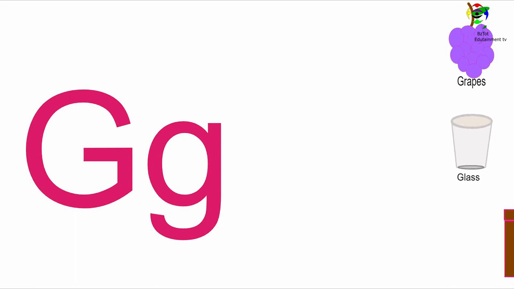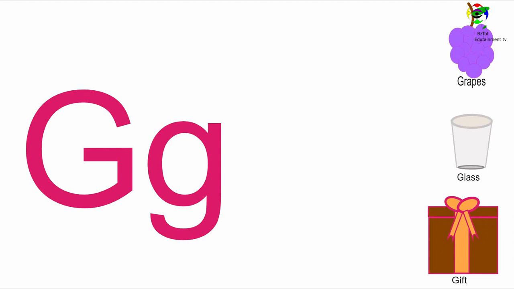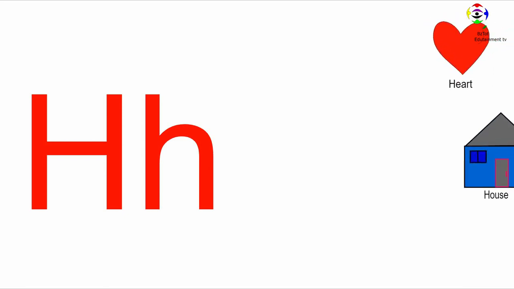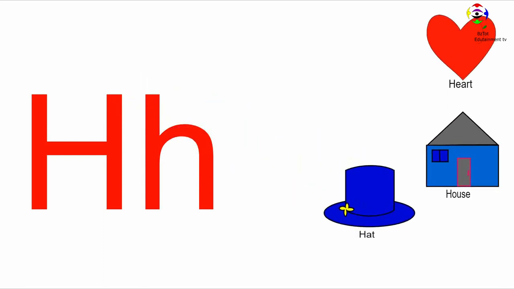G is for grapes. G is for glass. G is for gift. H is for heart. H is for house. H is for hat.